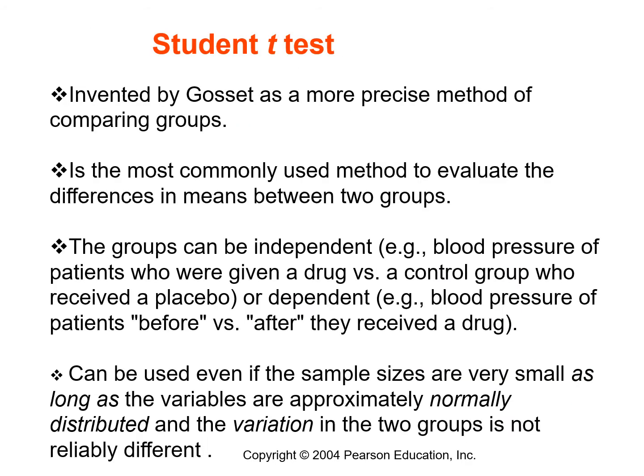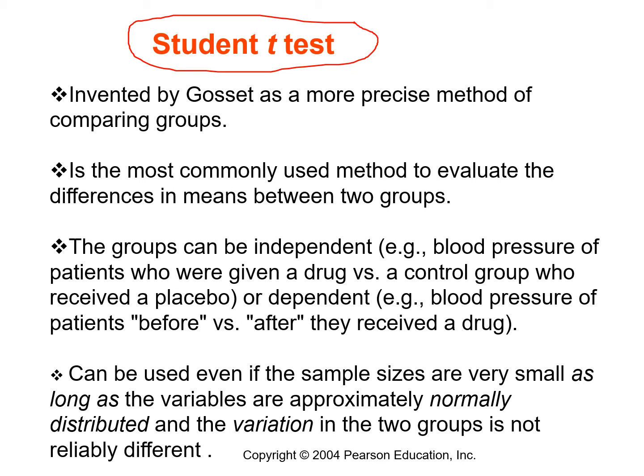Now, as I said before, for dependent and independent two samples, we use the t-test, or Student t-test, the same. This test, which is commonly used in statistics, was invented by Gosset as a more precise method for comparing two groups.